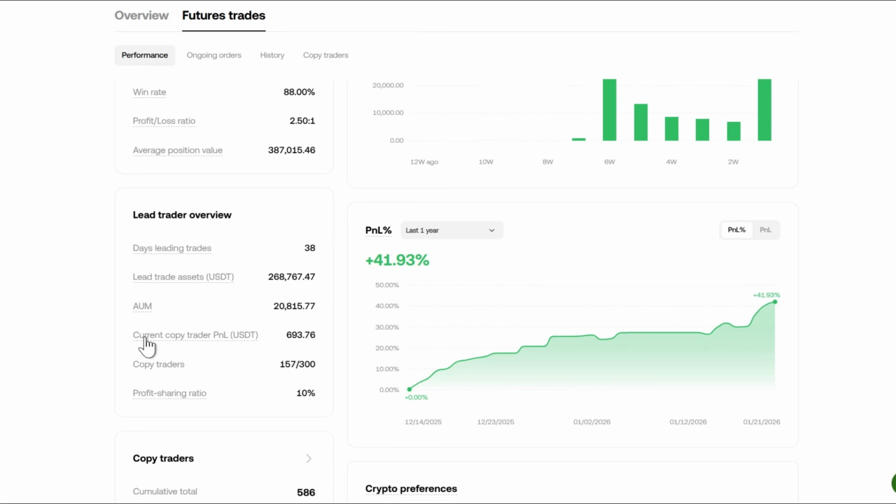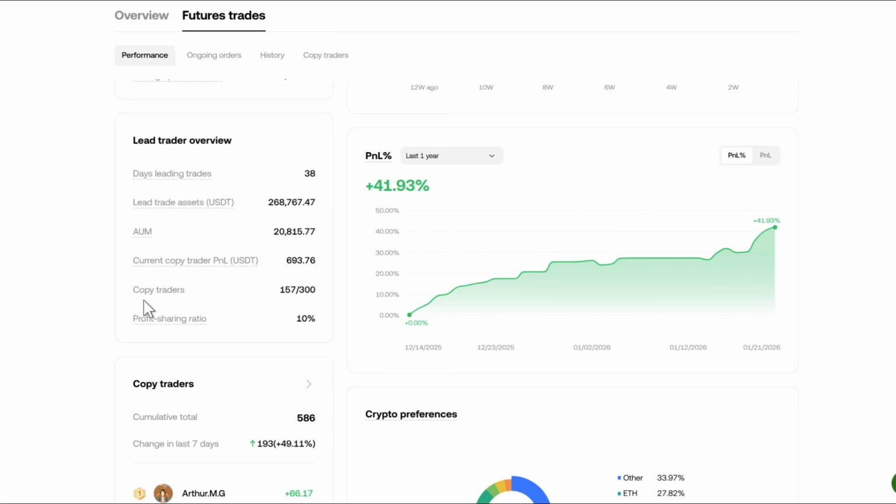Current copy traders P&L. If this is negative or barely positive, that's a massive red flag. Copy traders. How many people are copying this trader? If people copying this trader is less than 10, I usually skip them. Cumulative P&L chart. Look for steady upward growth. Big spikes and crashes mean high risk and you could get liquidated.